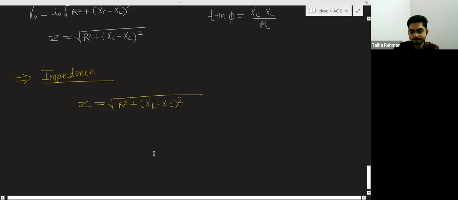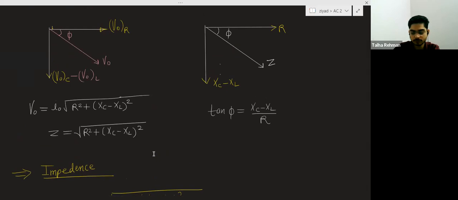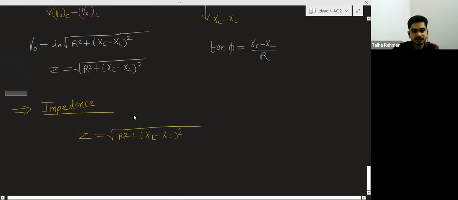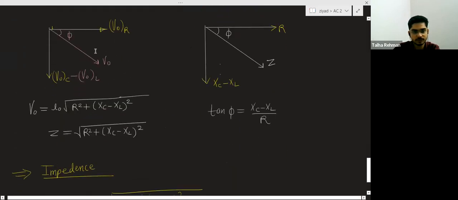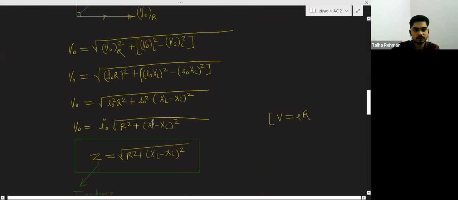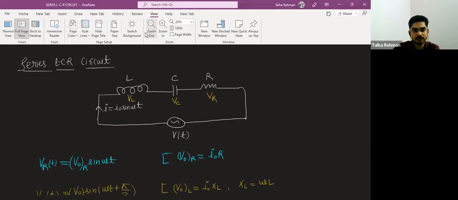Now, tan phi we have calculated, and this is the impedance of the circuit. But you should know how to draw the phasor diagram. Now take the screenshots. I am just zooming it out.